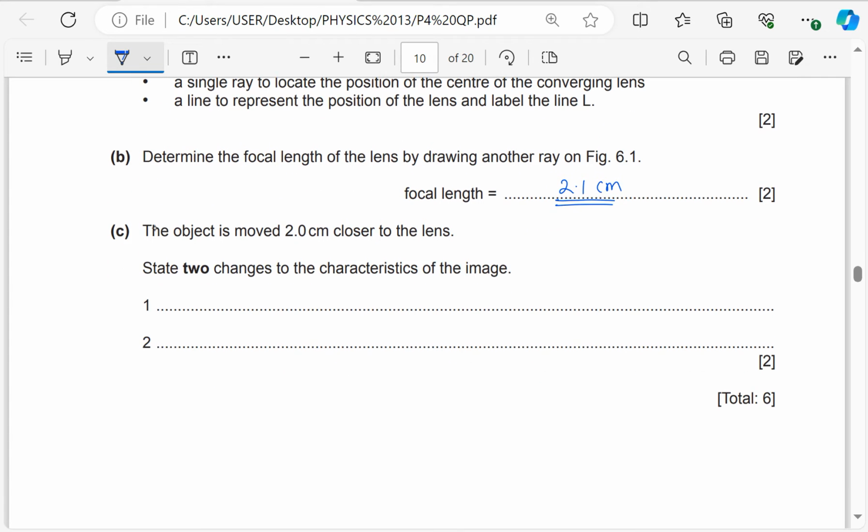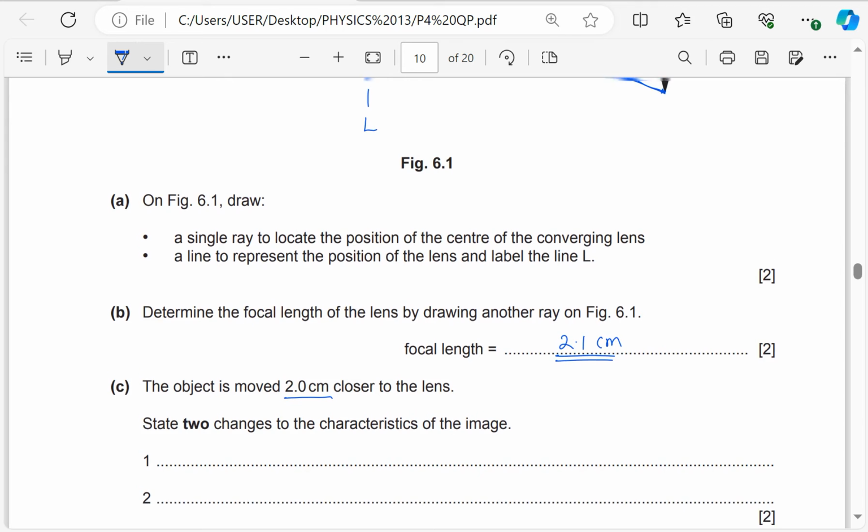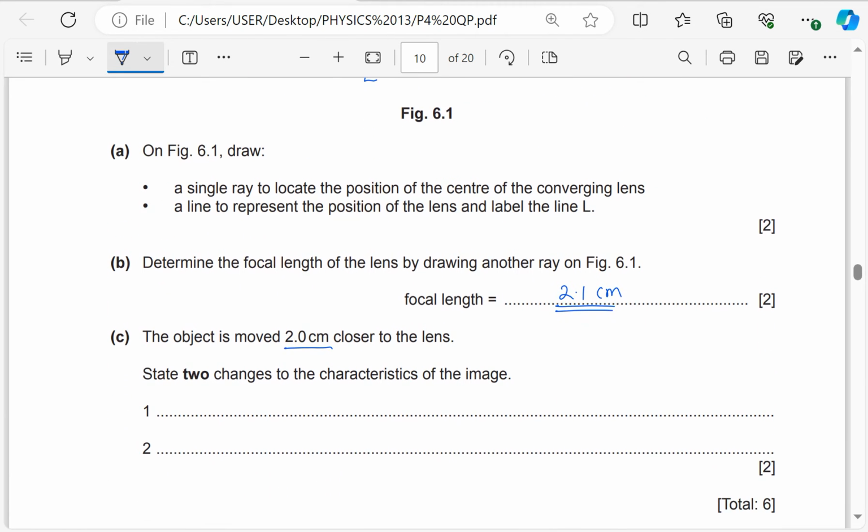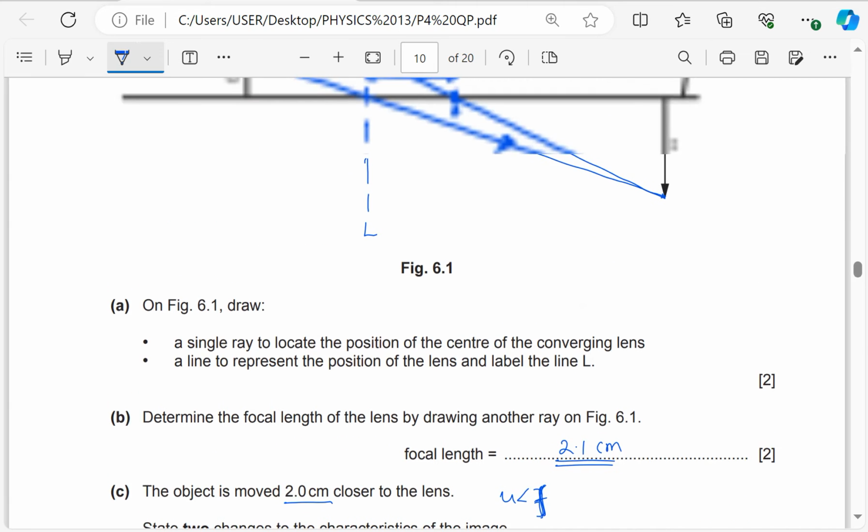The object is moved 2.0 centimeters closer to the lens. State two changes to the characteristic of the image. So the object is moved 2.0 centimeters closer. Remember the principal focus is 2.1. So if we bring the object 2.0 centimeters closer, it means u is less than the focal length. And when u is less than the focal length, the image cannot be formed behind the lens. The image is going to be formed in front.